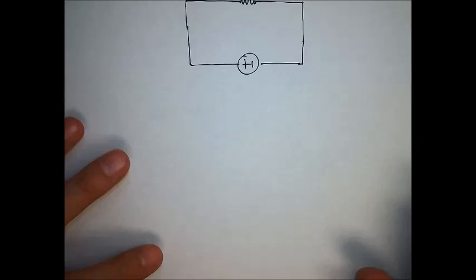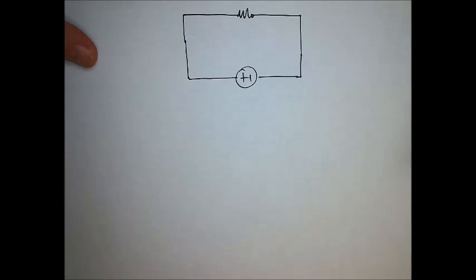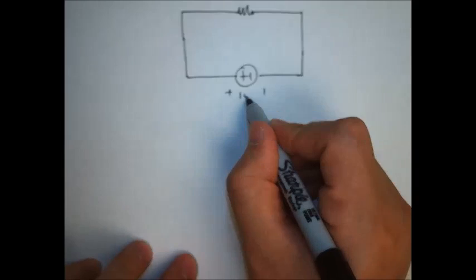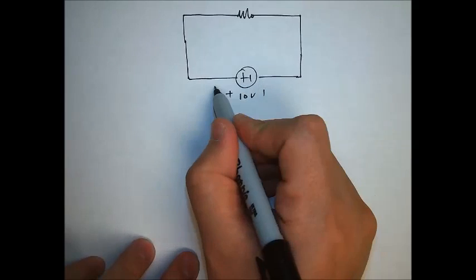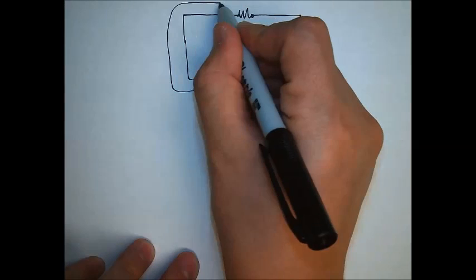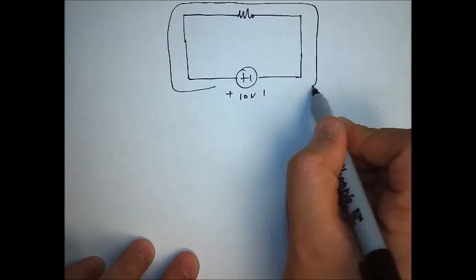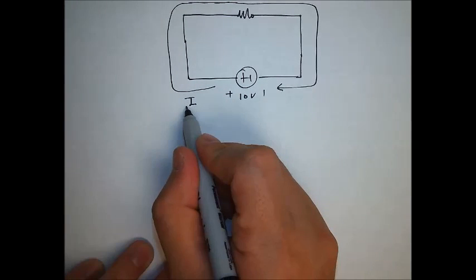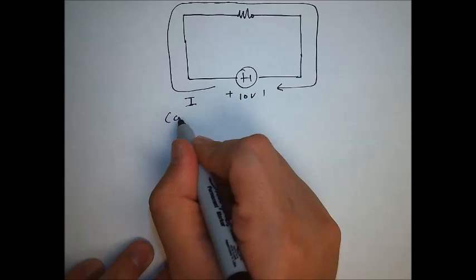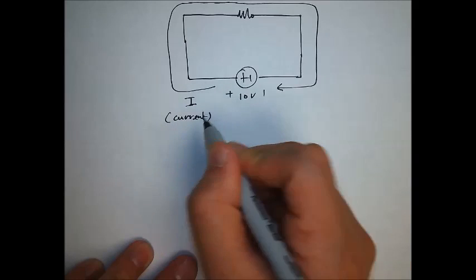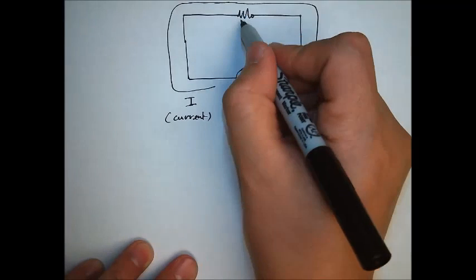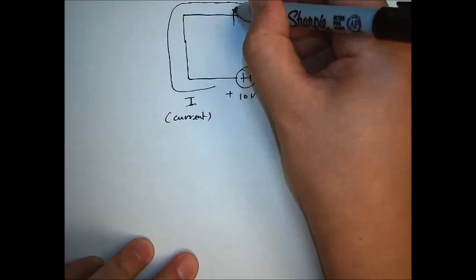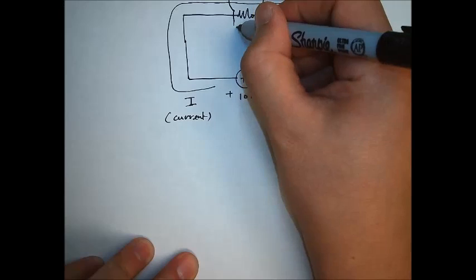And then from the battery, this could be a 10 volt battery, you have current that is going around like this, going through the resistor and comes back around, and this is called current, which is indicated by I. So this is current, and as the current goes through this resistor, which is a light bulb, I'll draw this as a light bulb like this.